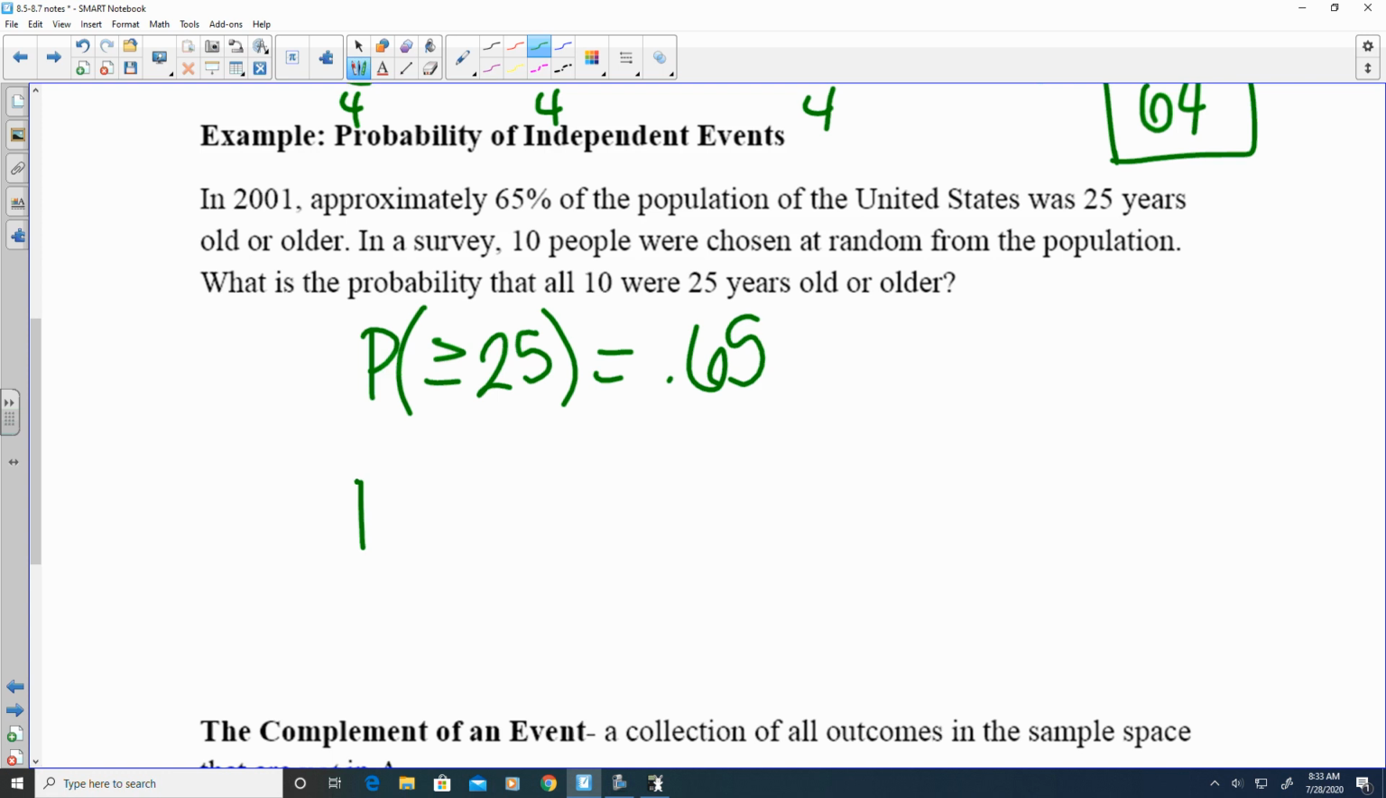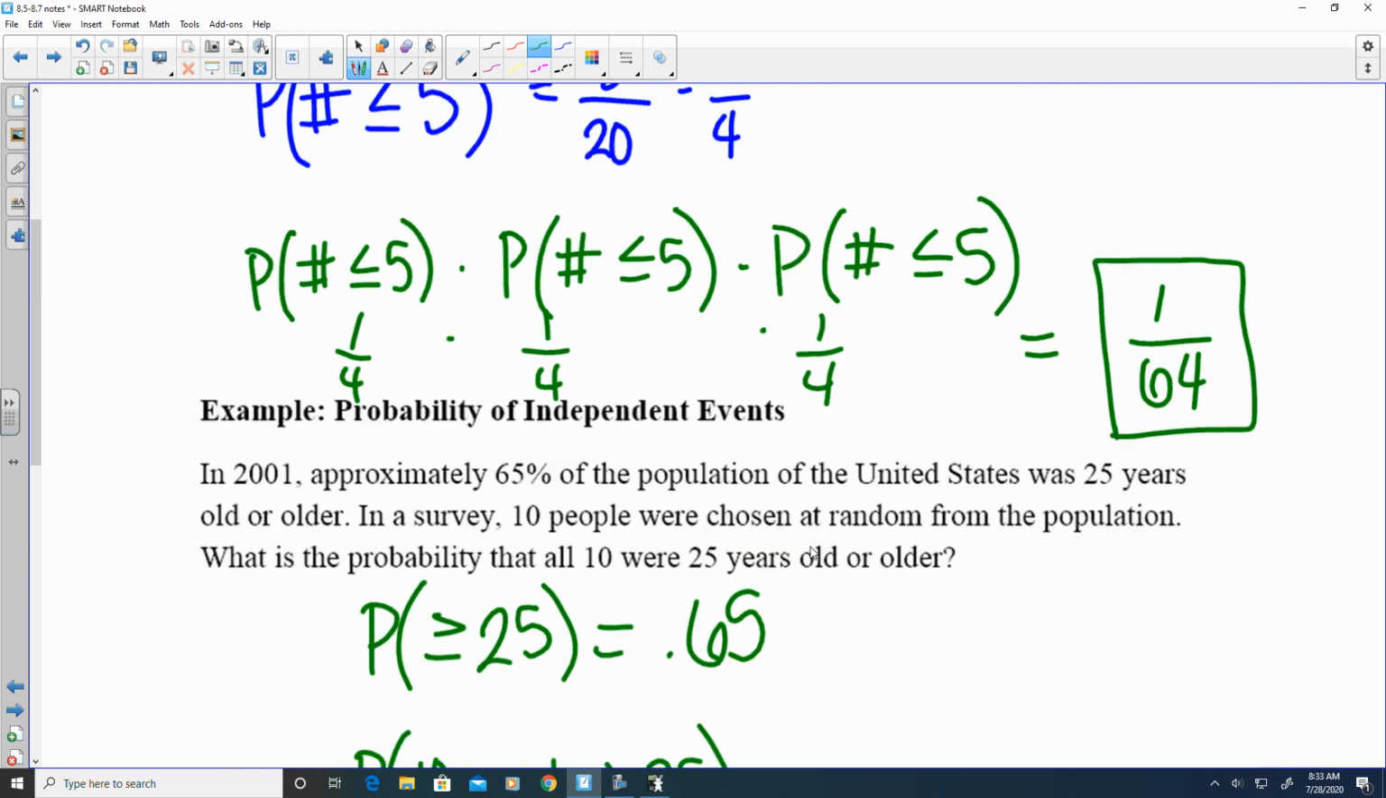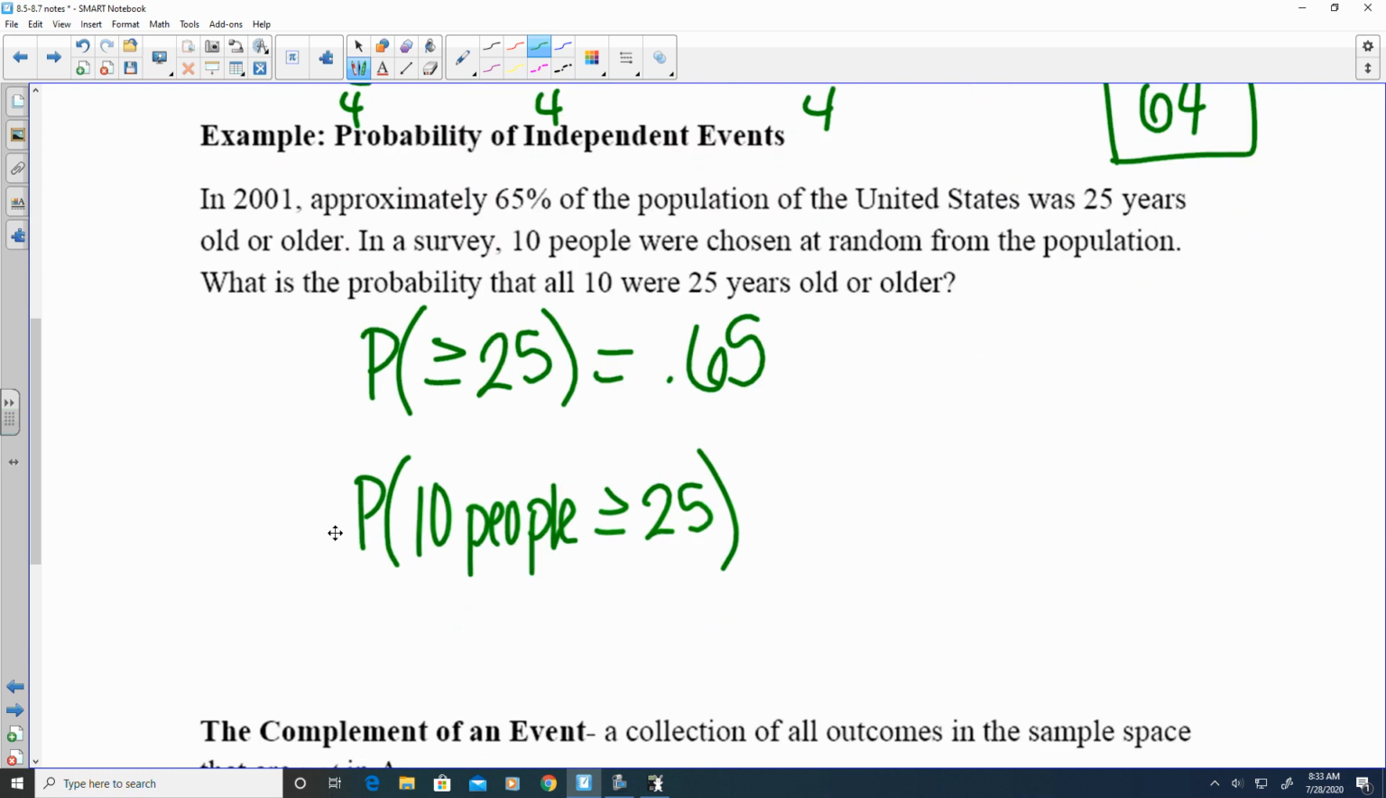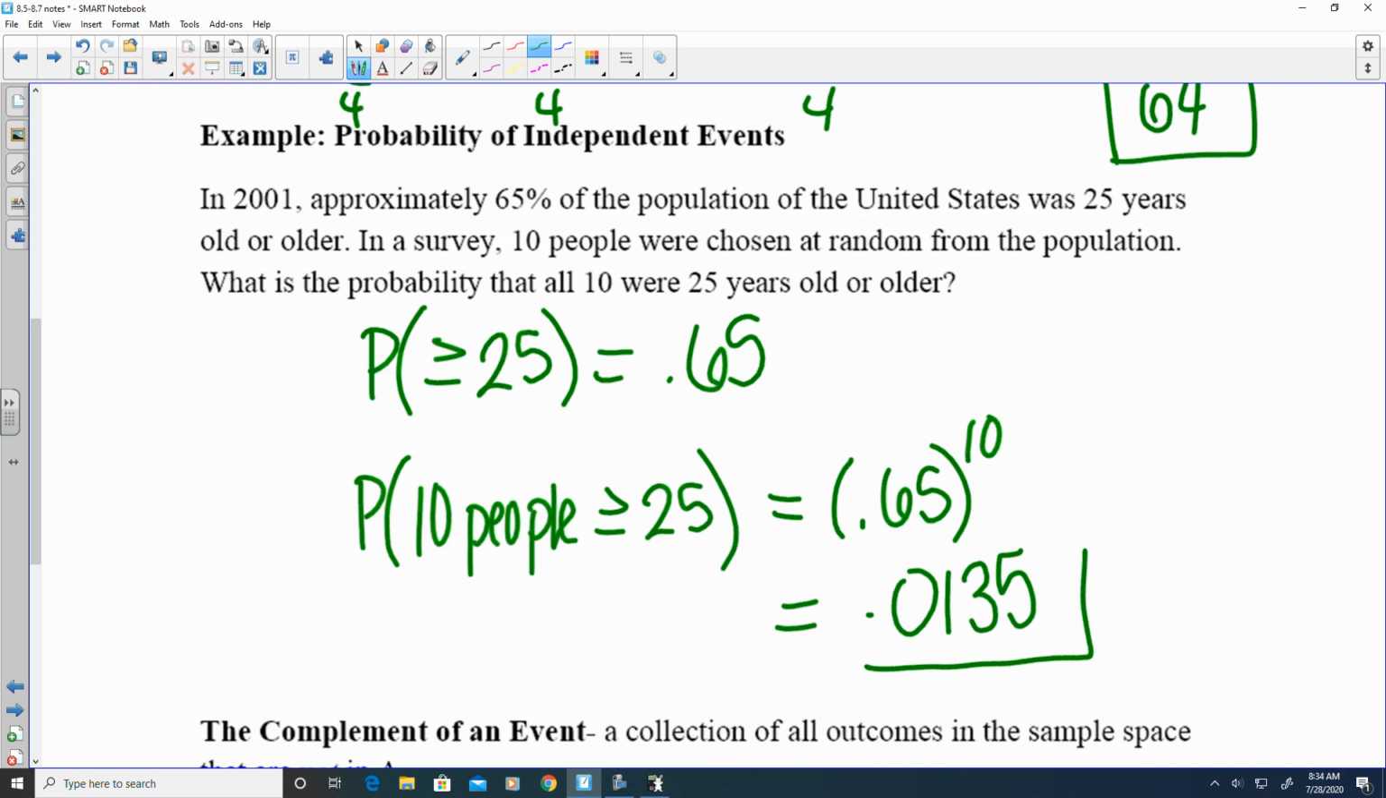So if I want to choose 10 people, instead of doing what we did up above, where we wanted 3 numbers, so I just wrote it 3 times, I don't want to write this 10 times. But I saw that when you have independent events, you just multiply that probability by itself that many times. So we can take our probability and multiply it by itself 10 times, or the same thing as raising it to the 10th power. If I do that, I get 0.0135, about a 1% chance of having 10 people over the age of 25.